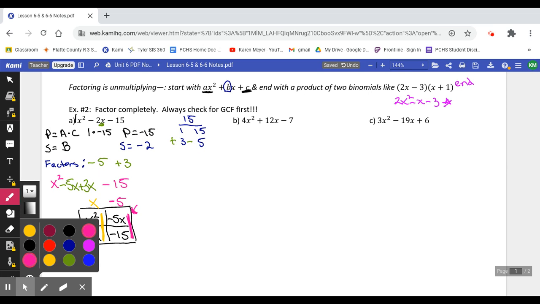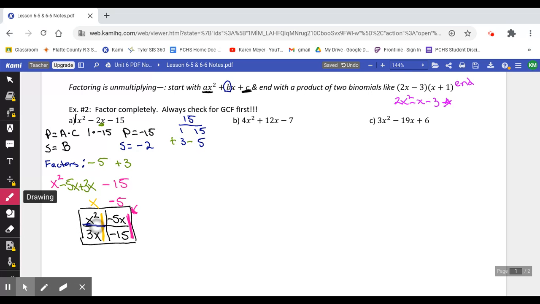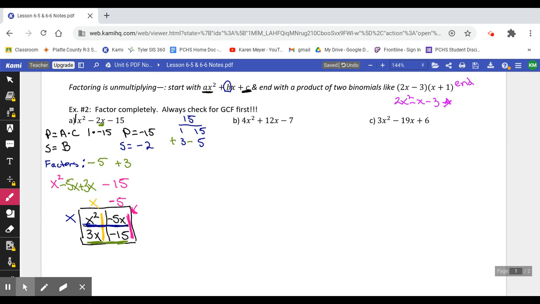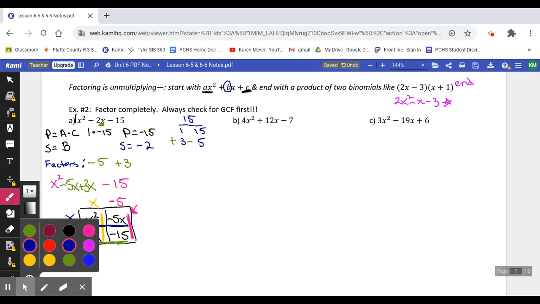And then we're going to do the same thing going sideways. So my row, x squared and negative 5x, their GCF is an x. And then the last row, 3x and negative 15, their GCF is a 3. Now, if you want to double check yourself, you can pretend like you're multiplying. So let's check. X times x, does that give me x squared? Yes. X times negative 5, does it give me negative 5x? Yes. 3 times x, does that give me 3x? Yes. 3 times negative 5, does that give me negative 15? Yes. So we know we have the correct information on the outside of the box.